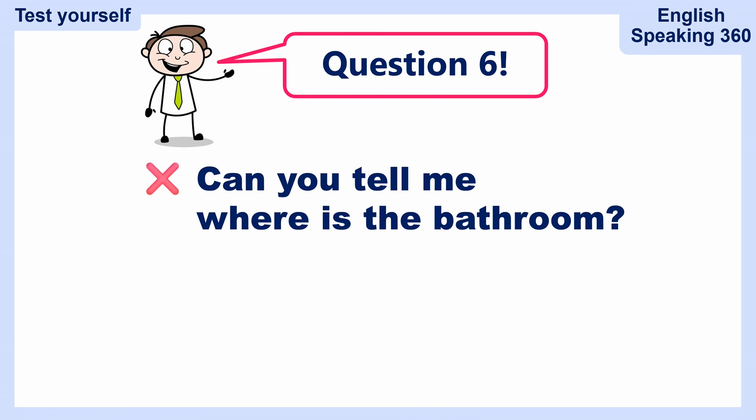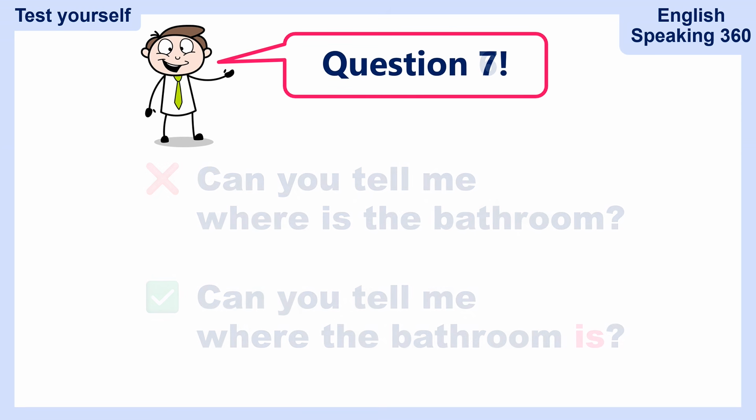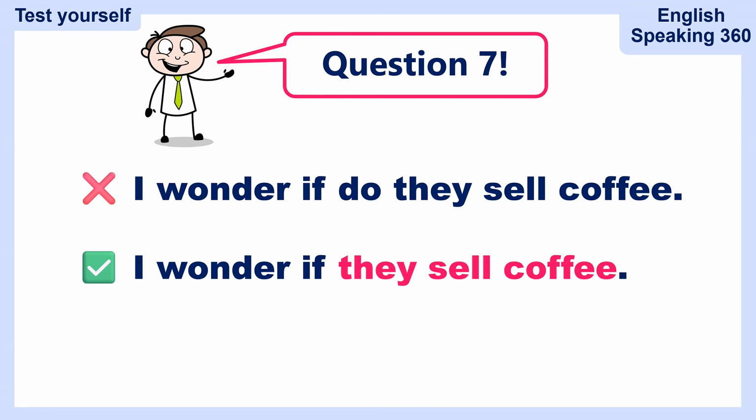Question 6. Can you tell me where is the bathroom? Very common mistake here, and the correct version is, can you tell me where the bathroom is? Once again, is goes after the subject. Question 7. I wonder if do they sell coffee? The correct way to say it is, I wonder if they sell coffee. They sell coffee is the statement word order, and you have to remove the auxiliary do. You never keep the auxiliary do in embedded questions.